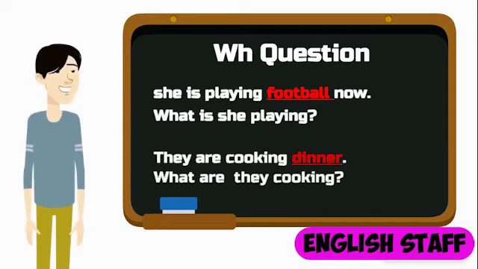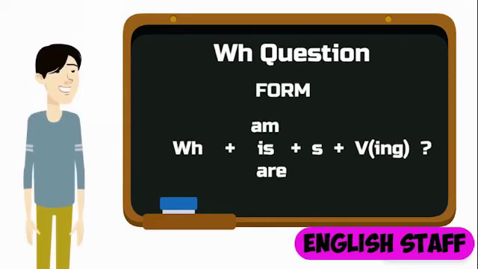So what is the WH question form? The WH question form will be the WH word plus am, is, are, then the subject plus the verb with ing, and of course the question mark.